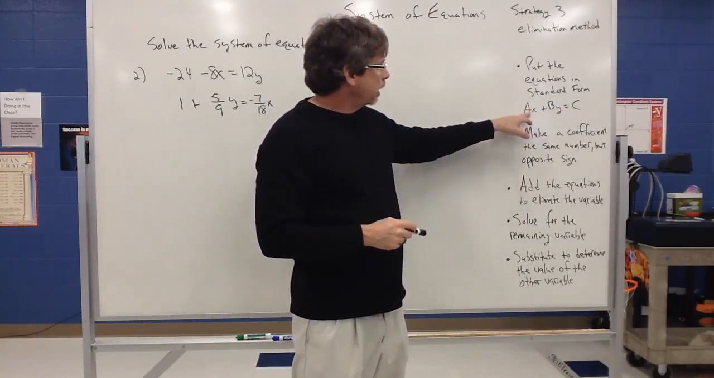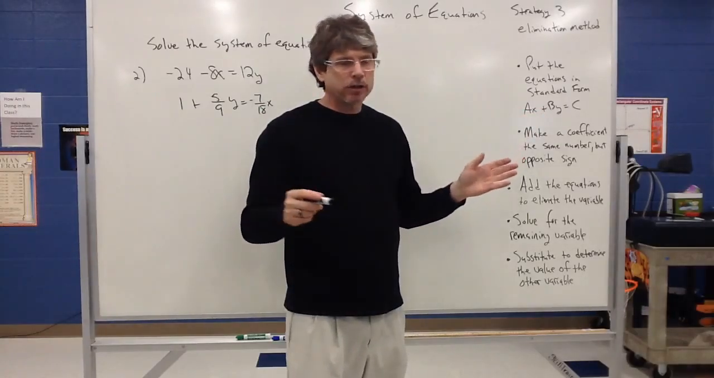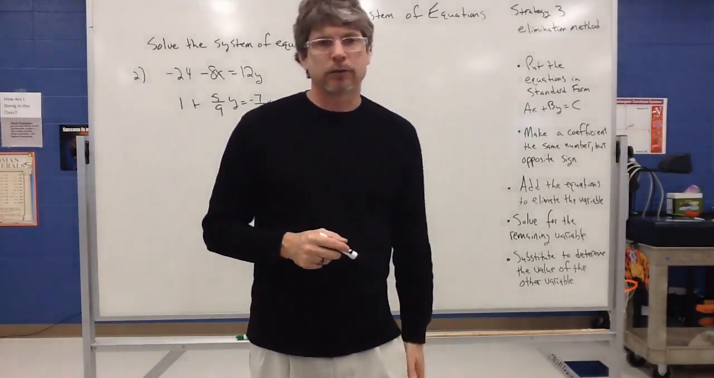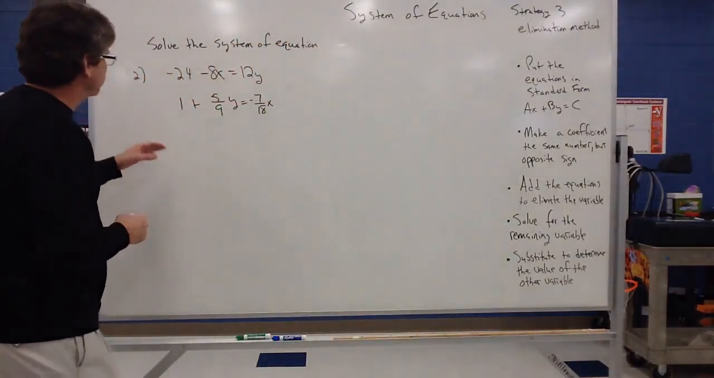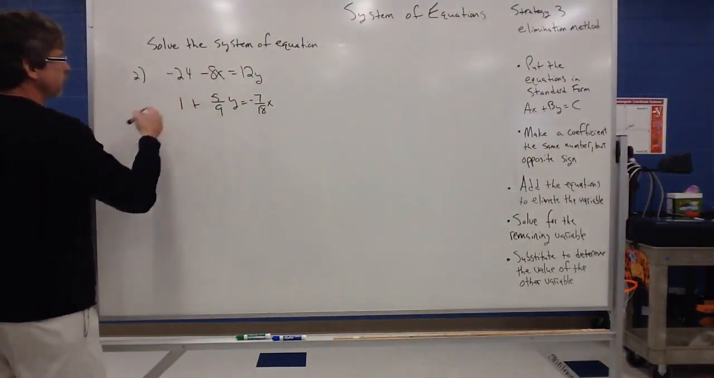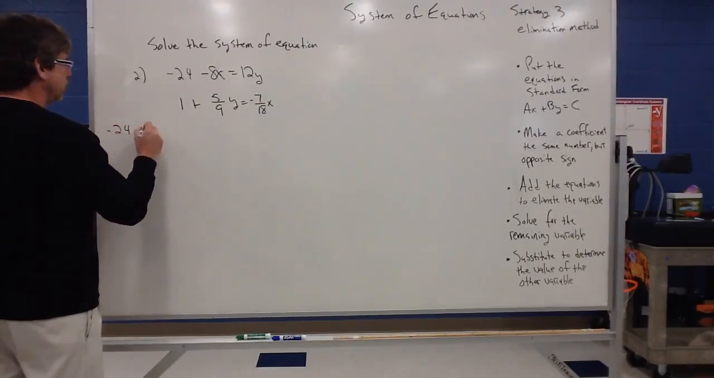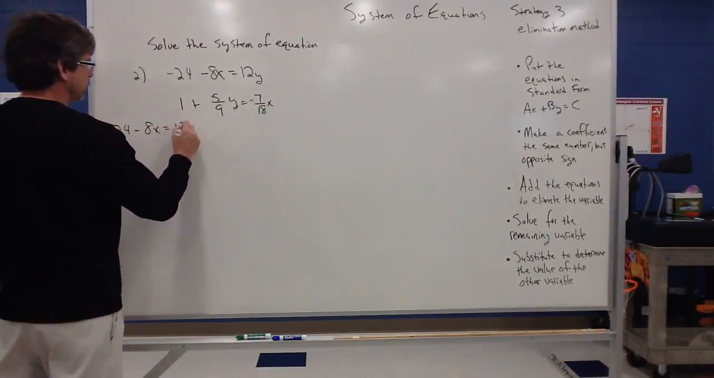We prefer the a, b, and c to not be fractions. We also prefer the coefficient of x to be positive. So if we look at these problems right now, let's start with the first one. It's not in standard form, so I'm going to rewrite that. So I have a negative 24 minus 8x equals 12y.